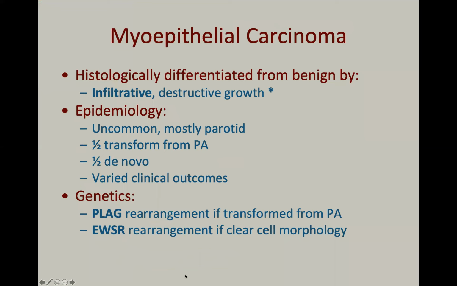However, myoepithelial carcinoma is a known and specific entity that is histologically differentiated from benign myoepithelial tumors by infiltrative and destructive growth. They can transform from a PA. They can arise de novo. If they arise from a PA, they have PLAG rearrangements or HMGA2. If they are de novo and they have clear cell morphology, they can have EWSR gene rearrangements.